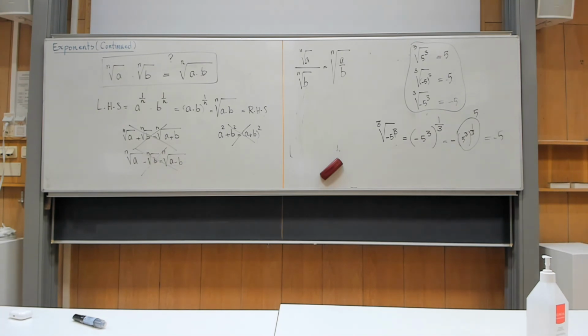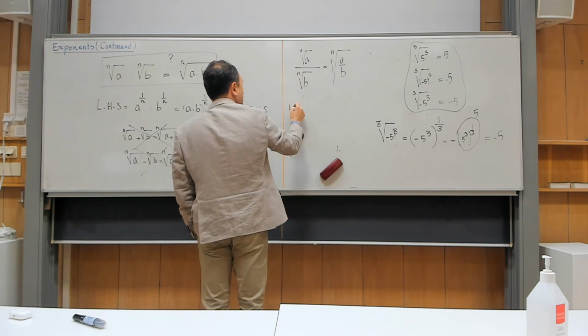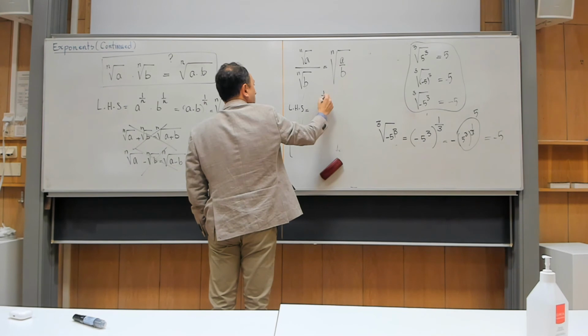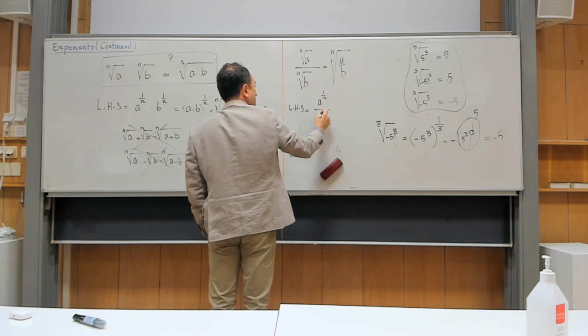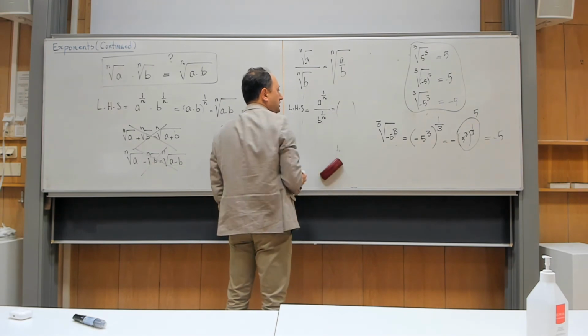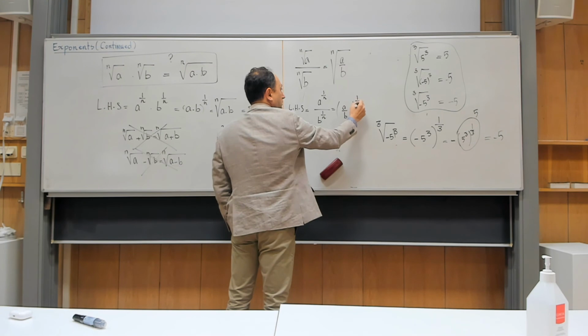Again, the answer is yes. Why? Because if I start from the left-hand side, another name for this is a to the power of 1 over n. Another name for this is b to the power of 1 over n. But I told you that every rule in the powers will work here. So I will write a over b and I put 1 over n here.